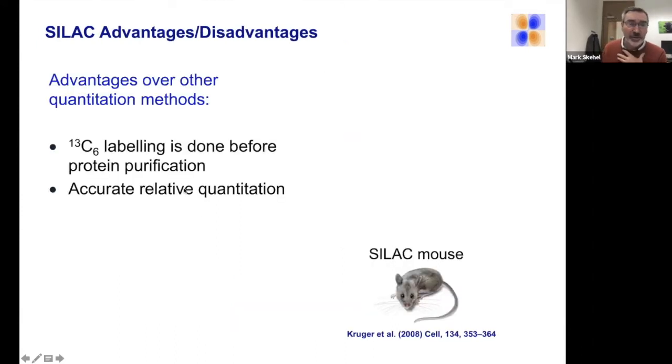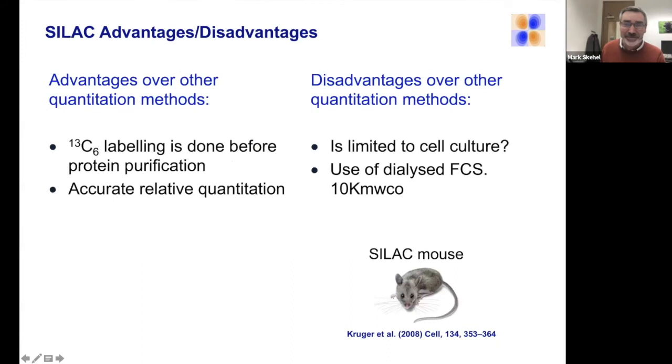The advantages, of course: it's metabolic, it's an accurate relative quantification, and you've done everything the same to your samples. The disadvantage, of course, is it's limited to cell culture, really, and not all cells work particularly well with this. You can't label humans. Well, you probably could, but ethically you'd be on dodgy ground. Sarah Zanavan up in Glasgow a few years ago, Kruger, developed this SILAC mouse, but these kind of things are very, very expensive experiments. So it has its advantages and disadvantages.